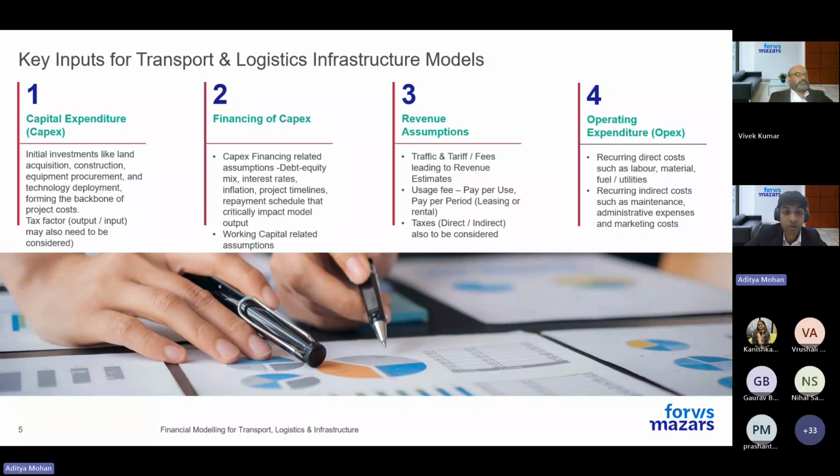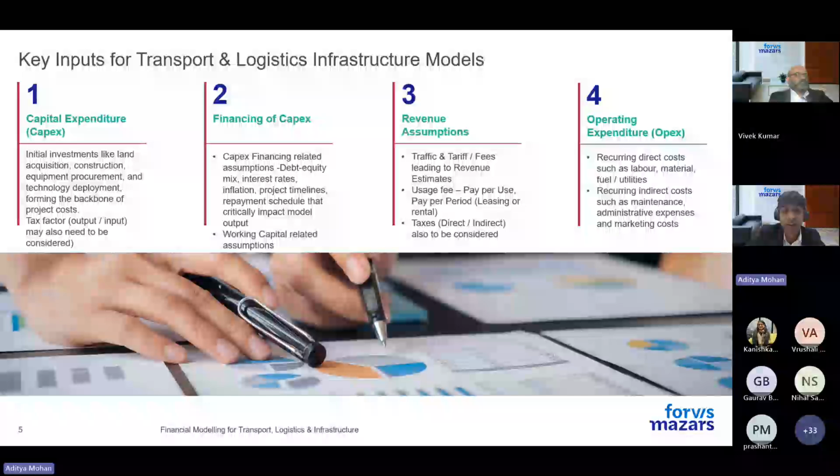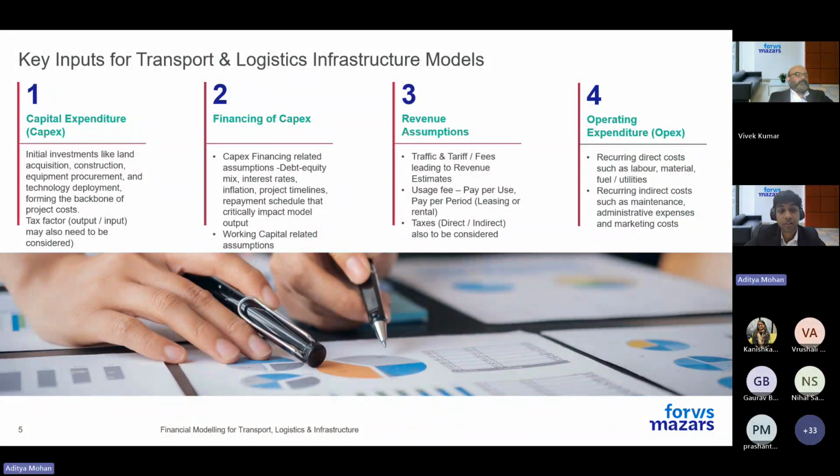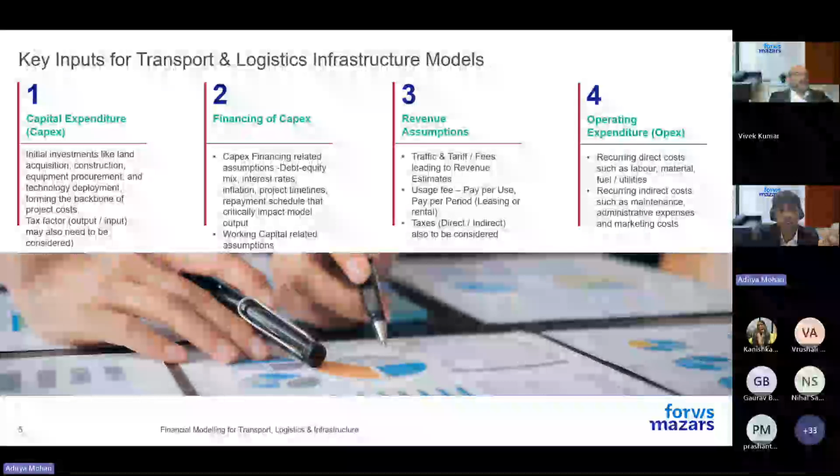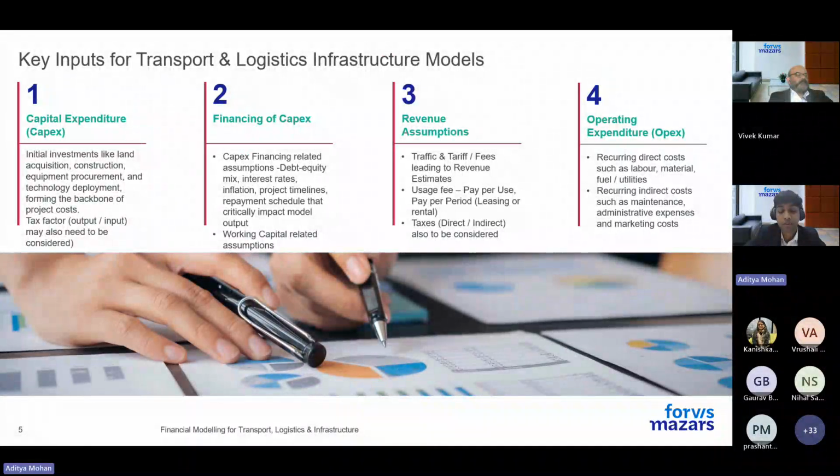Now, we'll talk about operating expenditure. These are your recurring expenses, monthly or annual. So this could be salaries, utilities, fuel, maintenance, securities. Now, how to build in initial OpEx assumptions? You take into consideration the technical and business plan. You consider the volumes of business. You do bottom-up calculations or benchmark-based calculations.